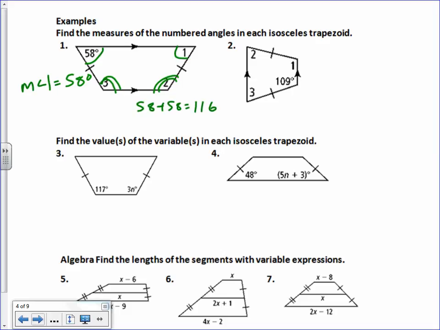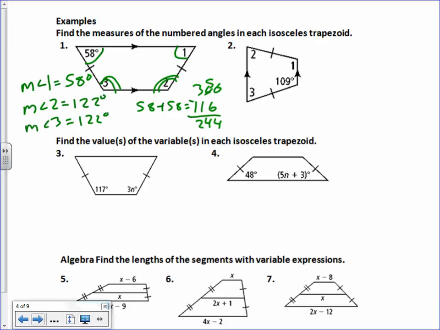Take away 116 from 360. 360 minus that, we have to borrow there. We have 4, 4, 2. 244 is left for the other ones. And divide that up by 2 because the measure of angle 2 and 3 are congruent. So measure of angle 2, measure of angle 3, half of that would be 122.